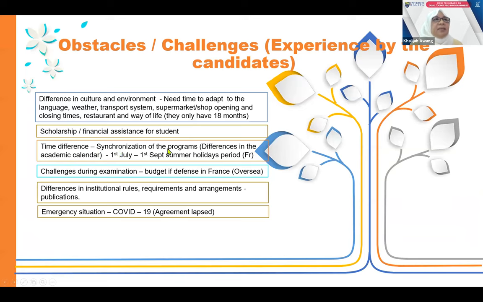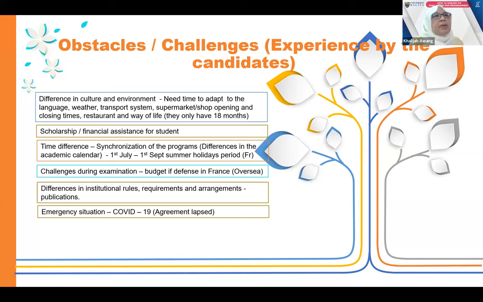Time difference, synchronization of programs, differences in the academic calendar, and so on. For example, we have to understand that between July to September, it's really holiday for everybody. Nothing really works, because many of them went for holidays. Although they only go for 1 month, somebody will go in July, the other one will go in August, so there is no flow of information between them. So basically, nothing works during those 2 months. In Azmi's case, he sent his thesis around June or July. He has to wait until September for the application for Viva to be processed.